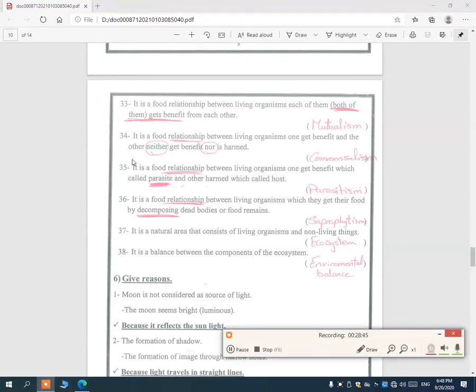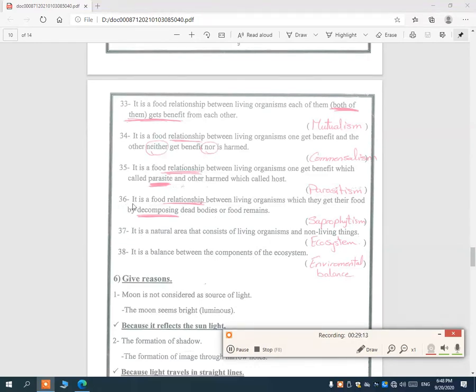Number 35: a food relationship between living organisms. One gets benefit, which is called the parasite, and the other is harmed, which is called the host. When you see parasite, you have to write parasitism.